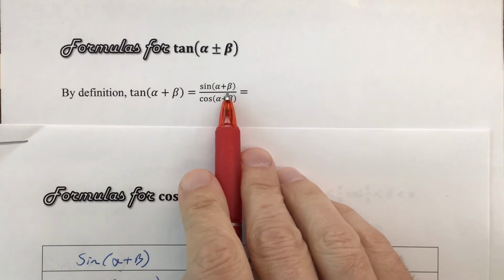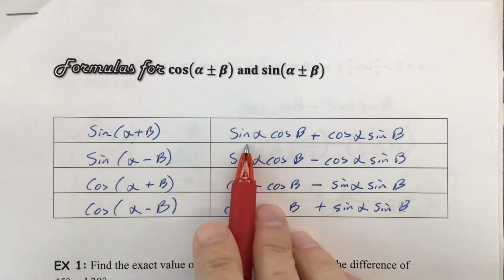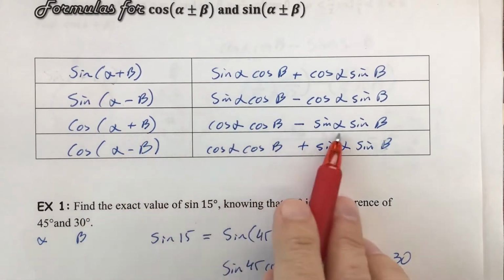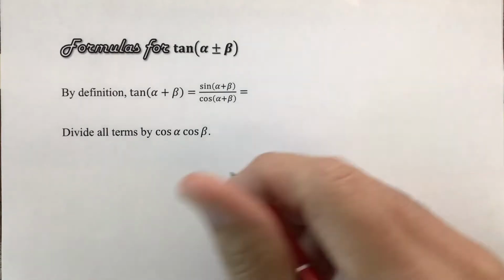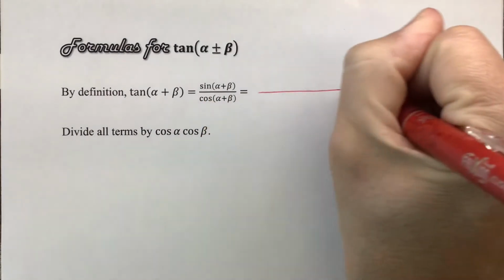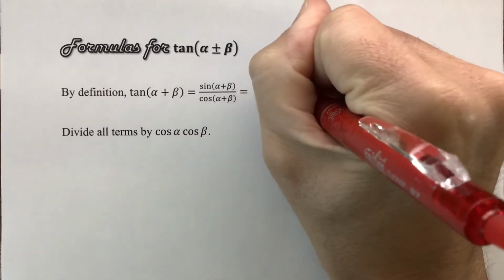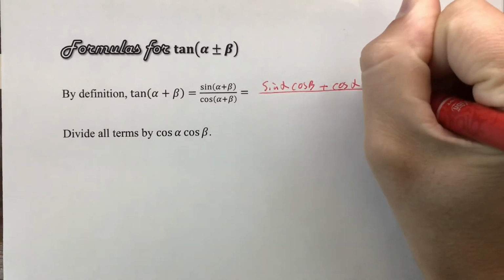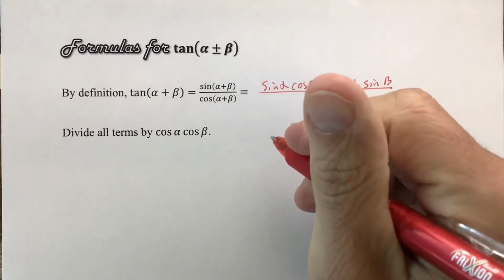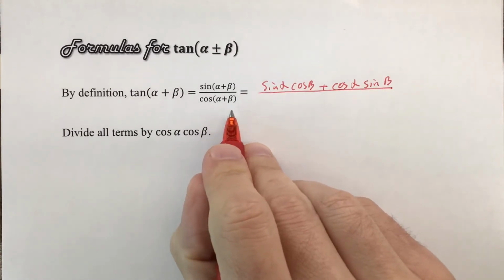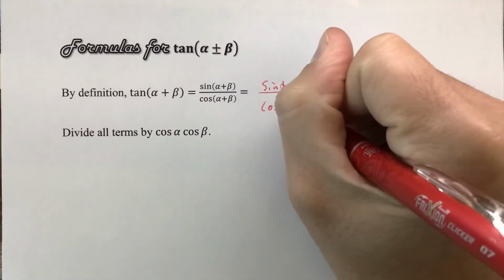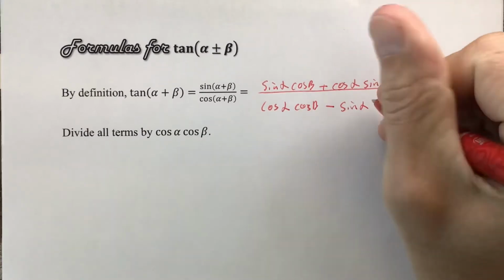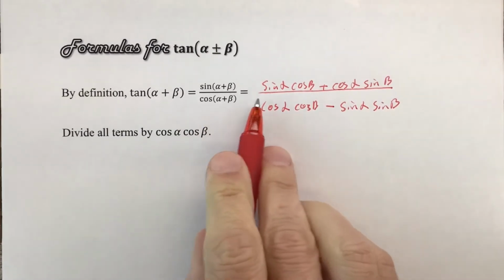The sine of alpha plus beta is going to be equivalent to this, and the cosine of alpha plus beta is going to be equivalent to that. So I'm going to go ahead and rewrite this. The sine of alpha plus beta is going to be equal to the sine of alpha multiplied by the cosine of beta plus cosine alpha times sine beta. And cosine alpha plus beta is going to be equal to cosine alpha times cosine beta minus sine alpha times sine beta.